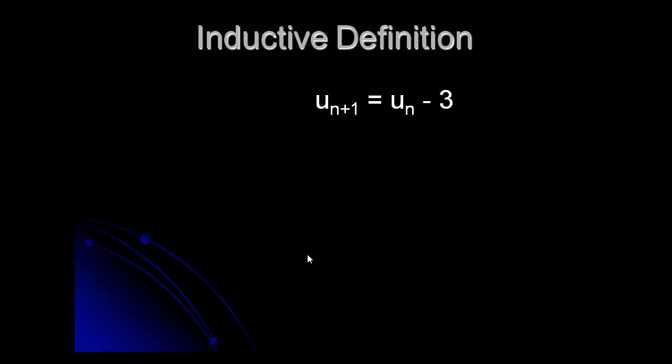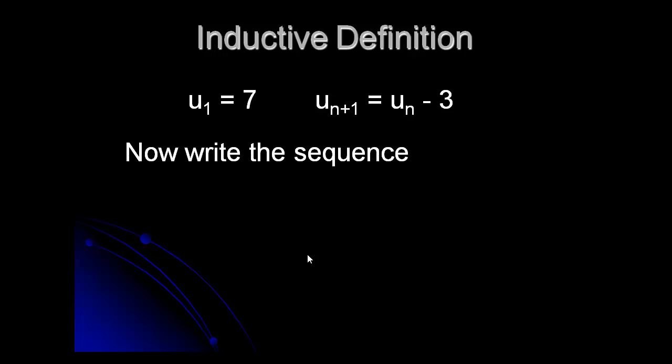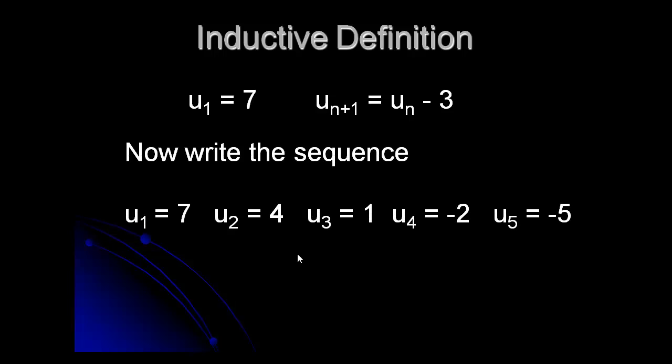So given this recurrence relation and the fact the first term's 7, we can now write out the sequence. u1 equals 7, u2 equals 4, u3 equals 1. We just simply put the first term in there, 7 minus 3 gives us a second term. It's then 4 minus 3, which is 1, to give us the third term. It's then 1 minus 3, minus 2, to give us the fourth term. Minus 2 minus 3 gives us minus 5, and so on.